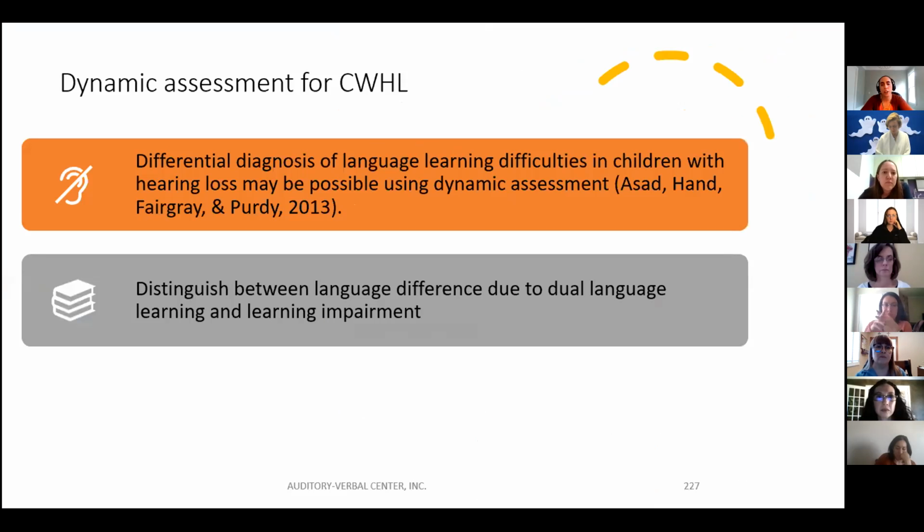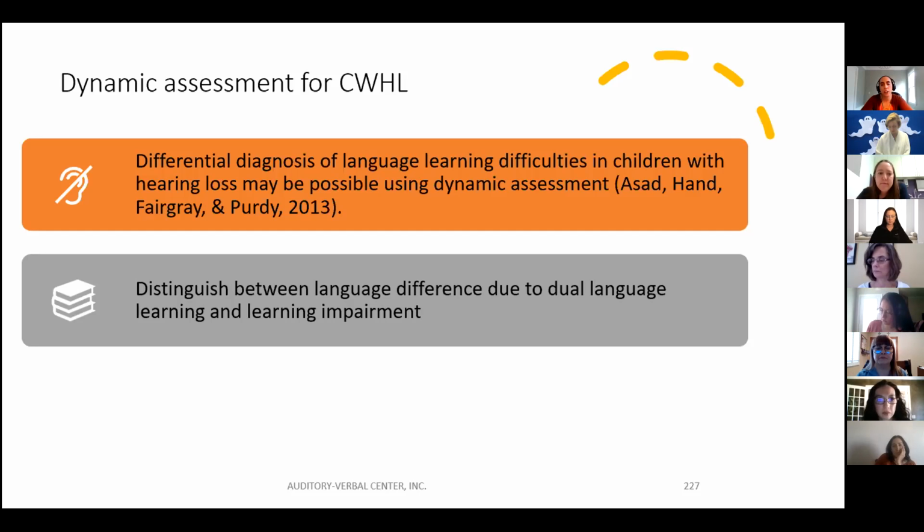And we wanted to see, specifically, this is something I've done for a while, but didn't really necessarily have research on it specifically for children with hearing loss. So when doing a presentation with Aliette this past summer for HE Bell, we were talking specifically about assessment, really dove into the research and found that this is a thing people do. So, differential diagnosis of language learning difficulties in children with hearing loss is possible using dynamic assessment.